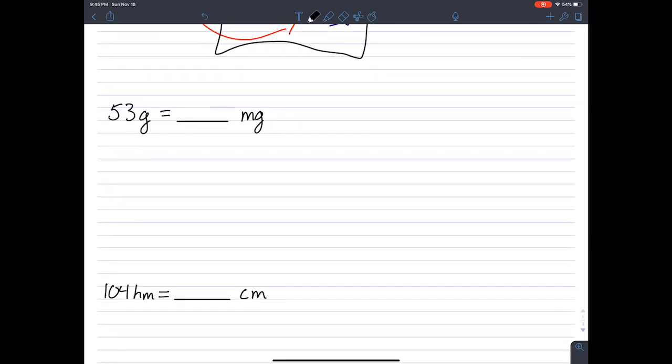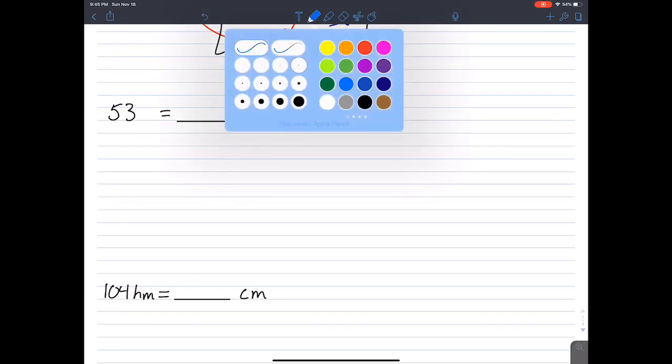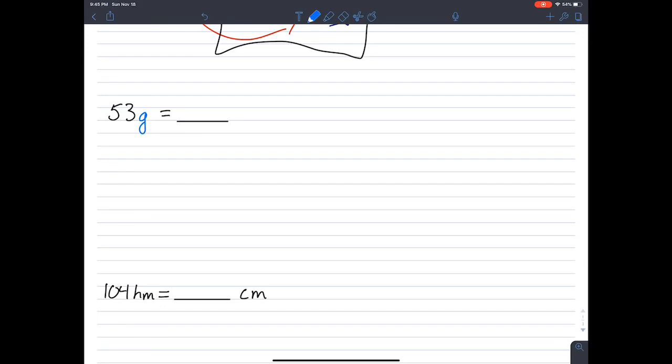All right, so let's attack this. We have 53 grams, and we want to find out how many milligrams we have. Okay, pretty straightforward, simple one. Let's get our units color-coded, though. Grams blue, milligrams purple.